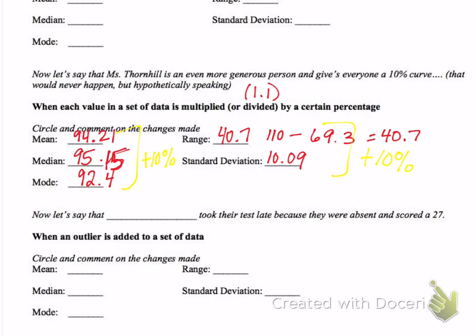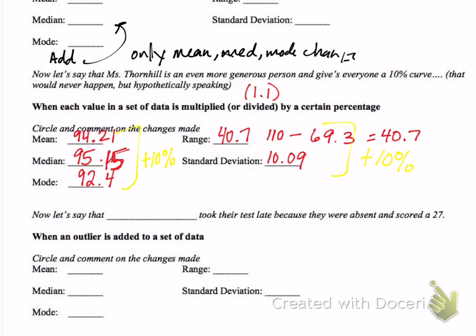Okay, last thing. Everything changed when you multiply by a percent. So some rules to think about: when you add things, only the mean, median, and mode change. So make yourself a little note of that. When you add, only mean, median, and mode change. But then when you multiply by a percentage, or divide by a percentage, then everything changes.